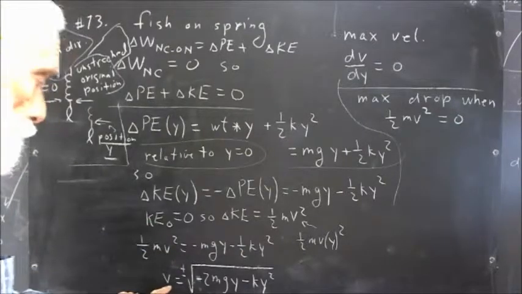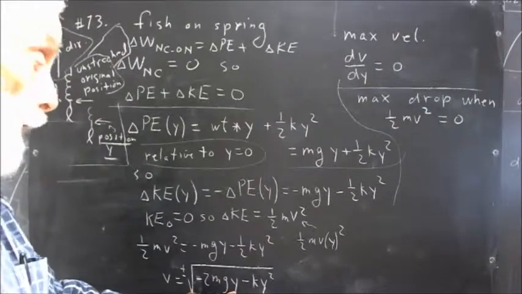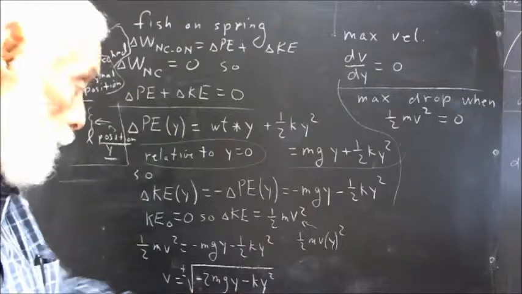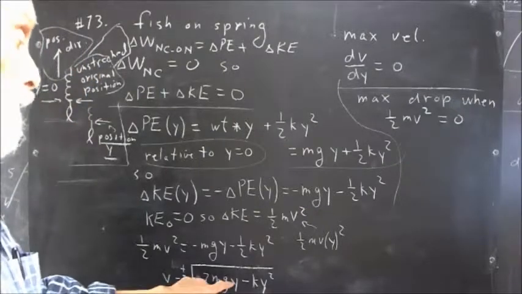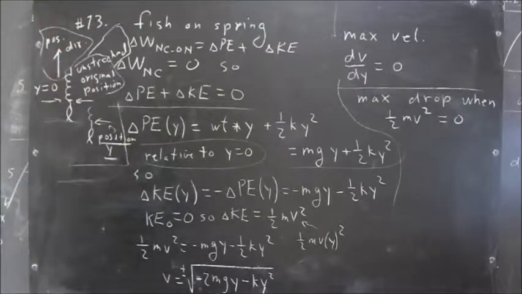So, since y is negative, negative 2mgy is positive, so that this expression can be positive as long as 2mgy has a magnitude that's greater than that of ky squared. So, when does the maximum velocity occur?